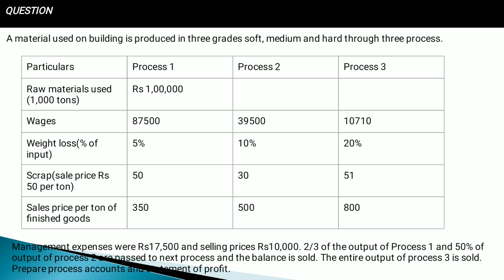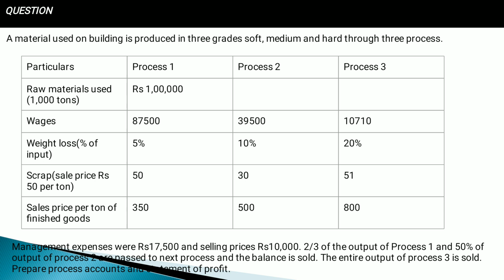The additional information given is management expenses were rupees 70,500 and selling price rupees 10,000. Two thirds of the output of process 1 and 50 percent of the output of process 2 are passed to the next process and the balance is sold. The entire output of process 3 is sold. Prepare the three process accounts and the statement of profit.